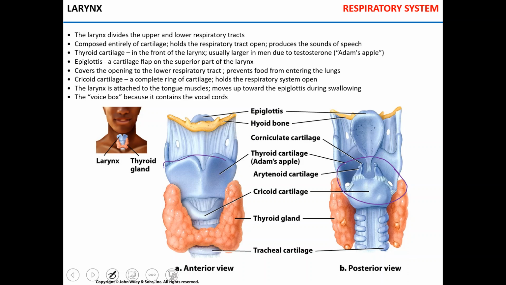The thyroid cartilage that forms the anterior wall of the larynx forms what we know as Adam's apple. The flap of elastic cartilage on top of the larynx, epiglottis, as we just mentioned, covers the opening into the trachea, into the lower respiratory tract, preventing food from entering into the lower respiratory tract, specifically the lungs.